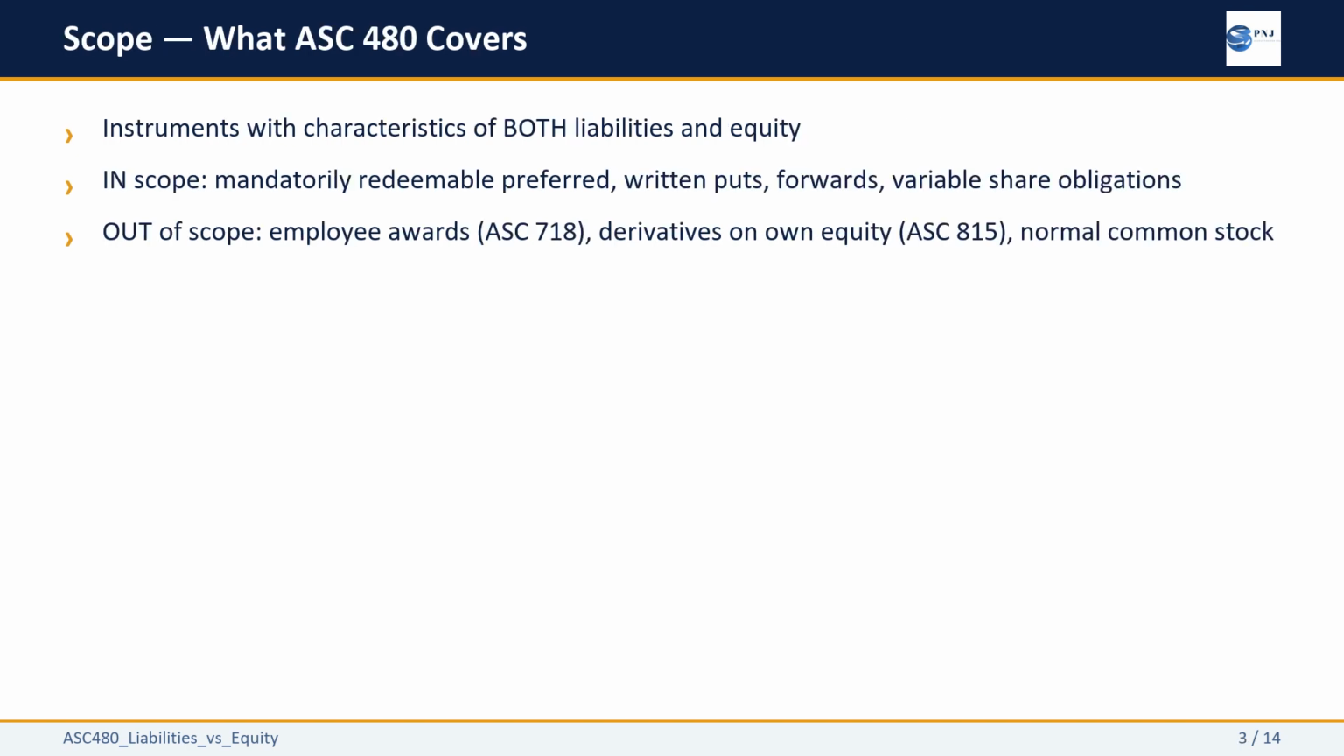ASC 480 applies to financial instruments that have characteristics of both liabilities and equity, specifically those indexed to or settled in the entity's own equity. The 4 in-scope instrument types are mandatorily redeemable instruments, written put options, forward repurchase contracts, and obligations to issue a variable number of shares for a fixed dollar amount. Employee stock options and awards are outside ASC 480 and go to ASC 718. Derivatives on own equity go to ASC 815. Normal common stock is ASC 505.